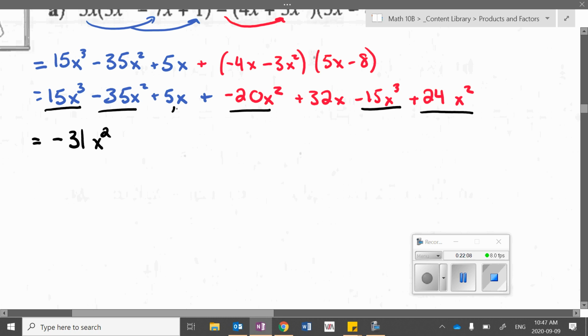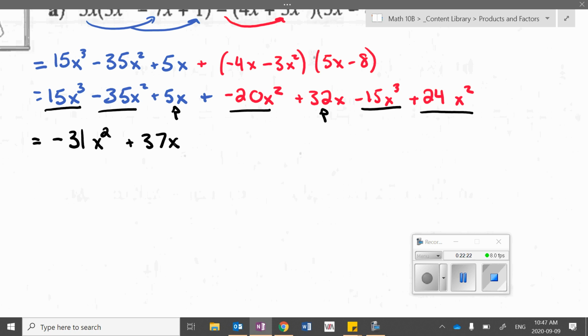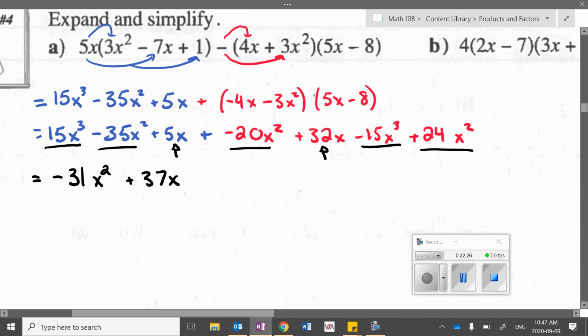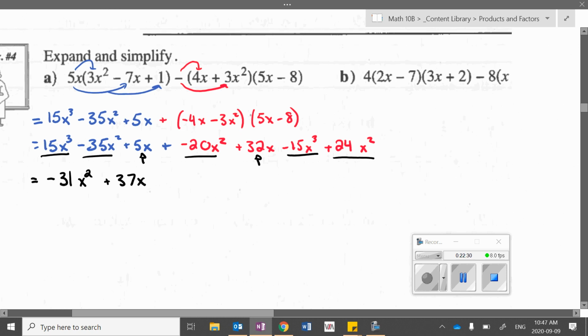Then I have x's. So I have 5 x's here and 32 x's here. Both are positive. So I get plus 37x. So just a different way of doing it. I just don't prefer it. I just find it wonky in my head. That's just 100% personal preference.